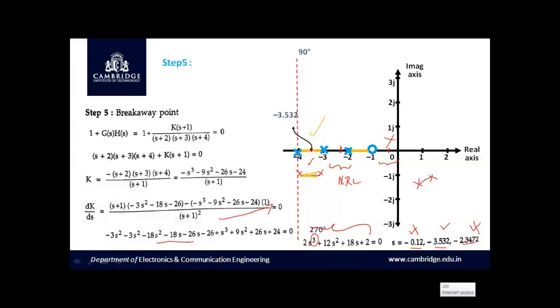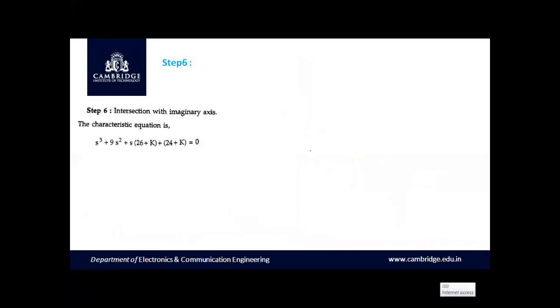Hence, it is very clear that there exists minimum one breakaway point in this region, and its location is exactly at minus 3.532. Moving on to the next step. Step 6 is subjected to the calculation of intersection of the roots on the imaginary axis. We have to find out whether the root locus is intersecting on the imaginary axis, and if it is intersecting on the imaginary axis, exactly at which location does it intersect.